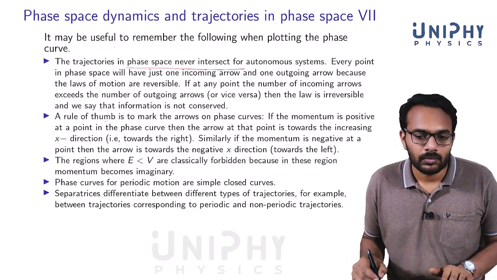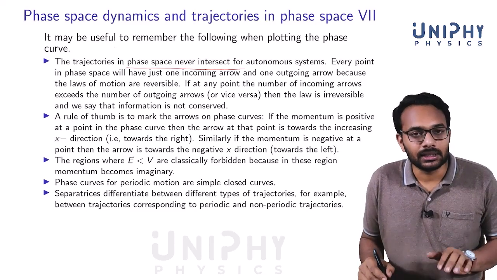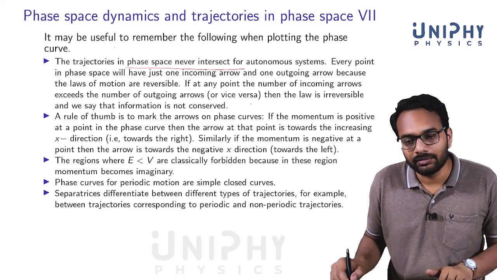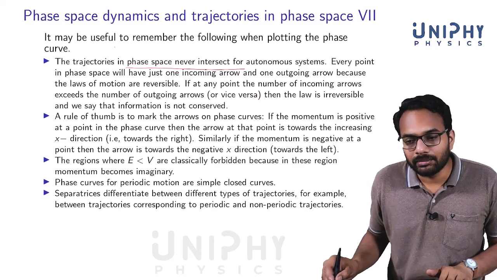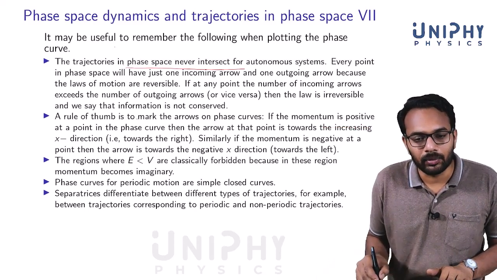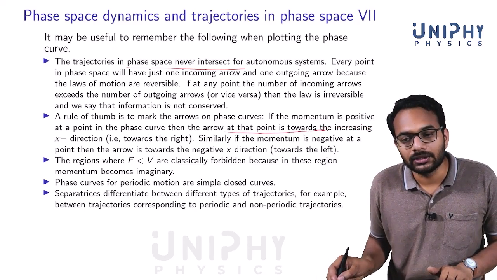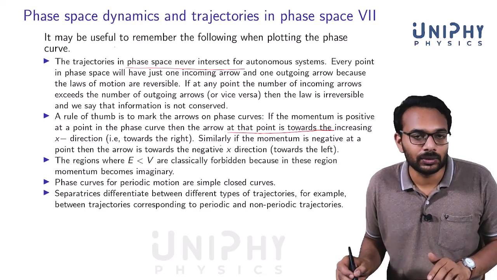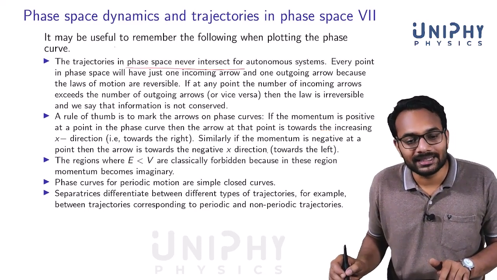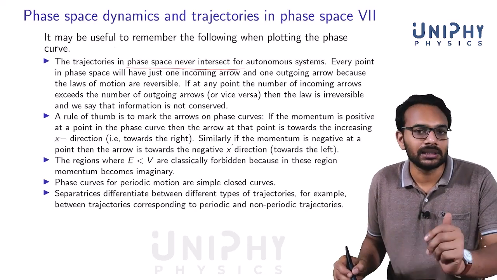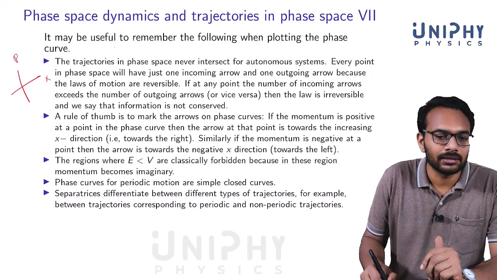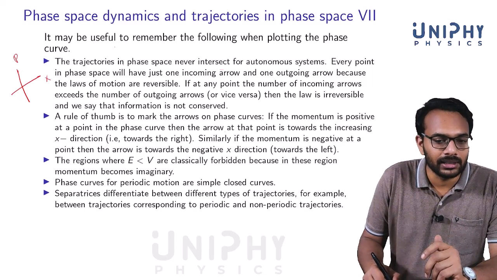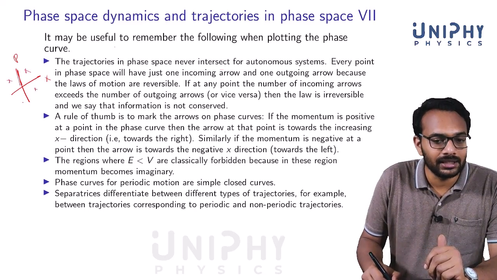Now let's talk about marking arrows. We said that we need to mark arrows on the phase space trajectory. A rule of thumb is that if the momentum is positive at a point on the phase curve, then the arrow at that point is towards the increasing x direction, towards the right. If the momentum is negative, then the arrow is towards the negative x direction. How do you see this? Suppose you have this p-x plane. In which cases is momentum p positive? p is positive here and here. p is negative here and here.